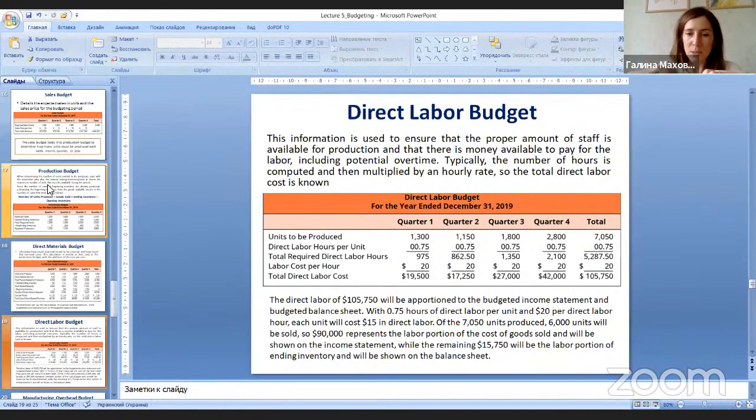So we will subdivide some of the money that we spend for labor: for products that we want to sell, it will influence the income statement because it's a cost of sold product, and the other part will be the labor portion of ending inventory, and we will show it in our balance sheet. So we will have at the end of the period sold product and inventory of product, and costs of sold product will be reflected in the income statement, but costs of inventory will be reflected in the balance sheet.